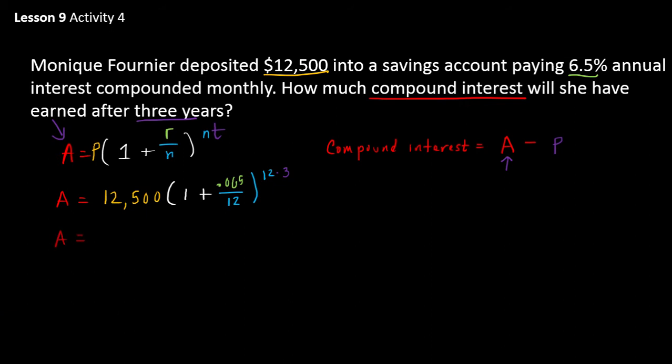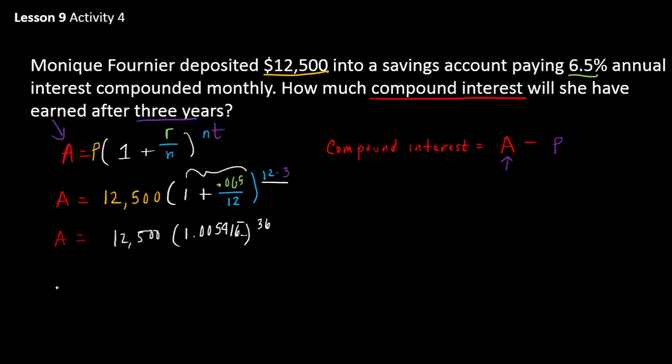A equals, so I would start again by figuring out your exponent. So 12 times 3 is 36. Then I take care of this stuff in parentheses. 0.065 divided by 12 comes out to a pretty ugly decimal. So when I add this all together, I get 1.005416 and so on. So this 6 actually repeats. 1.0054166666, etc. Again, keep several decimal points. I would say at least 6 decimal points out. Otherwise, you might get an answer that might be off by $1 and you'll be marked wrong.